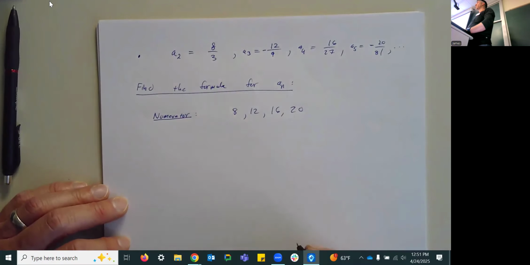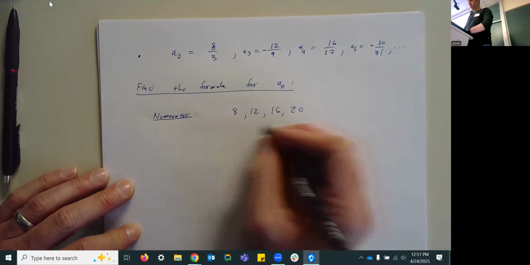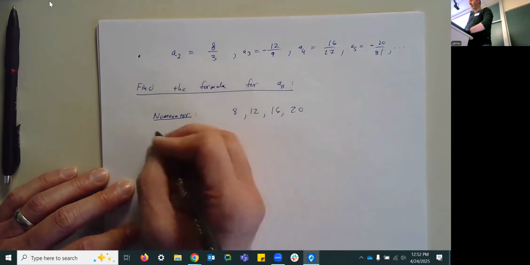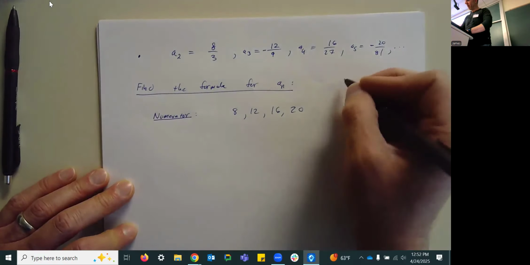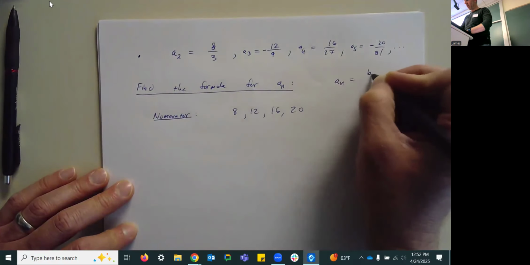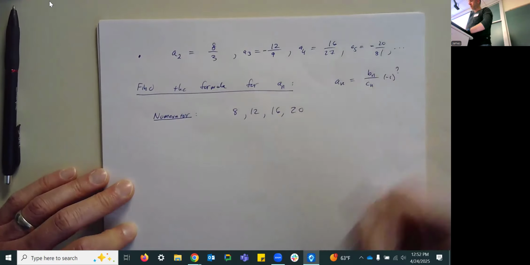24 and then 28. We obviously see what the pattern is: we're adding 4 each time. So I know that my formula for the numerator is something like, I'm going to call it a different letter name because I don't want to call it A sub n since I already used it. So maybe I'm thinking of A sub n as a B sub n over C sub n times a negative 1 to the something.